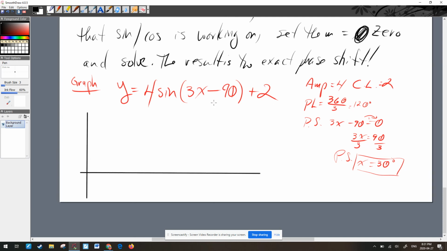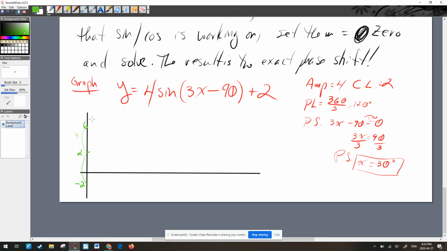I'm going to start by putting on my center line. So my center line is at 2. I'm going to come up here and say, all right, there's my center line right there. It's at 2. Amplitude is how far away from the center line I can get. So if I start from 2 and I can go 4 up and 4 down, well, 4 up from 2 takes me up to 6. If I go down 4 from 2, that's going to take me down to -2.